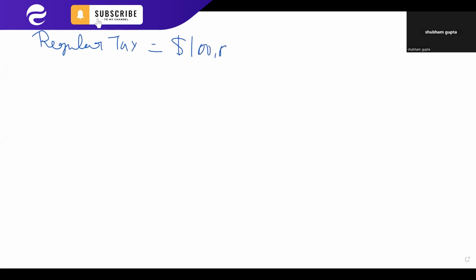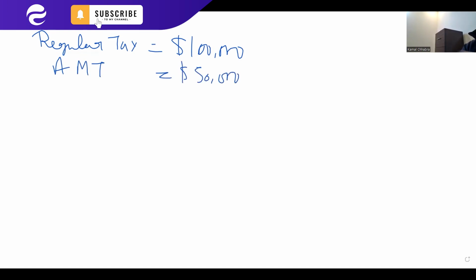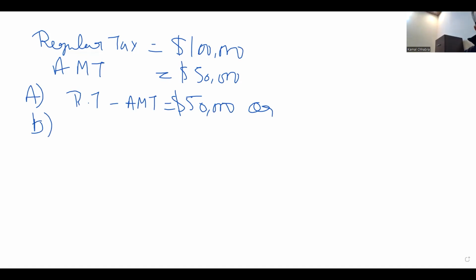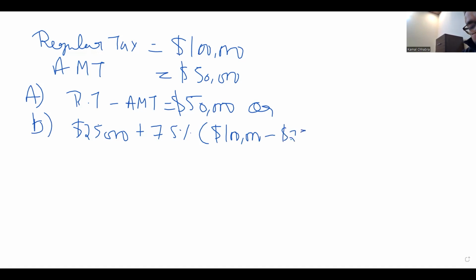So here, first, let's understand the initial example we were discussing. Your regular tax is $100,000, and your alternate minimum tax is $50,000. So the A point says regular tax minus AMT, which is $50,000. Or the B point says $25,000 plus 75% of regular tax, $100,000 minus $25,000.